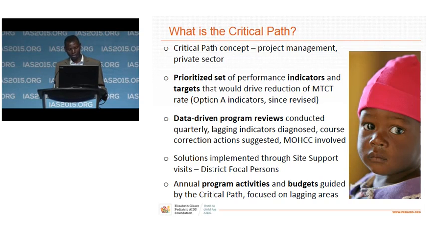And then during every quarter, the critical path would be populated with performance data for the quarter. And then in the reviews that I mentioned earlier on, we would compare the performance of each indicator with the set target, and then discuss any challenges experienced and propose solutions as explained earlier.